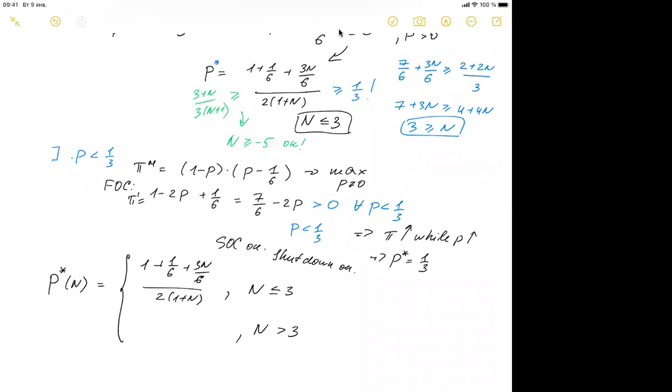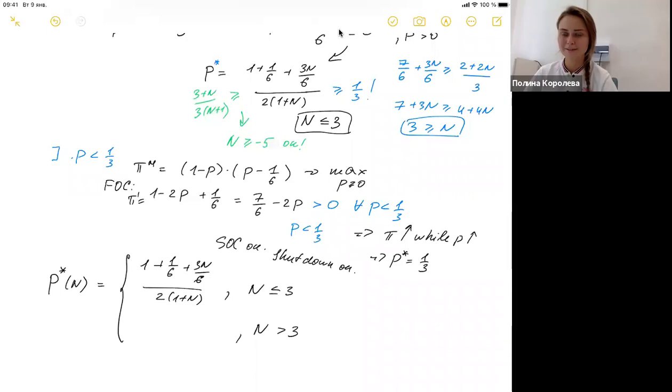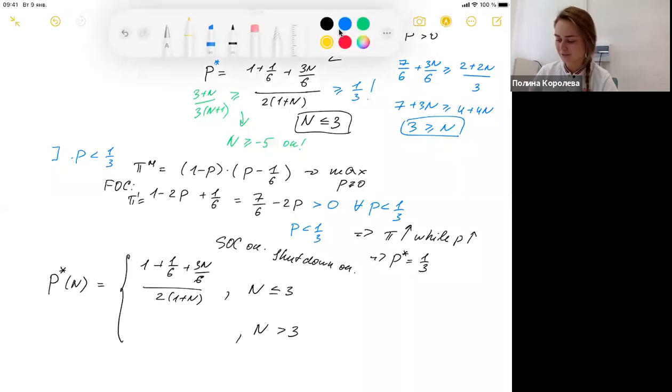Zero. No, it's not optimal to charge price equals to 0 because we will not have profit. Yes, we will not have revenue in a way with such price. We checked it. Yes, price will be equal to 1/3.